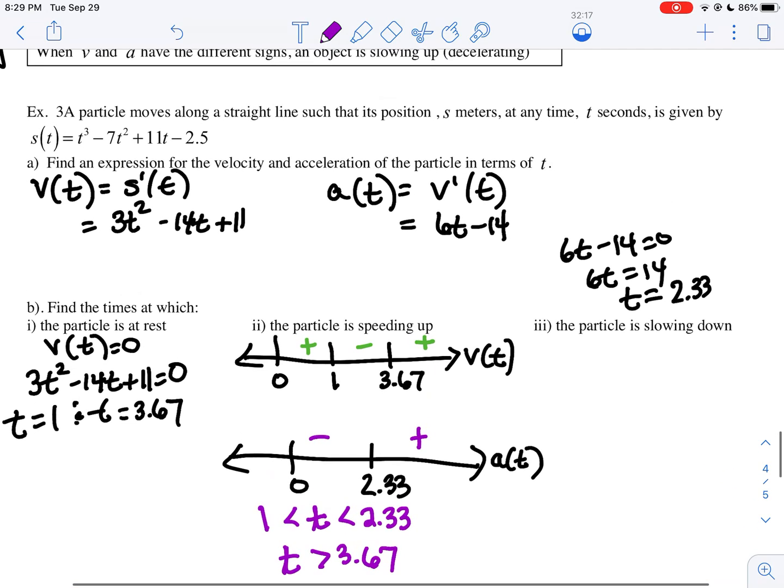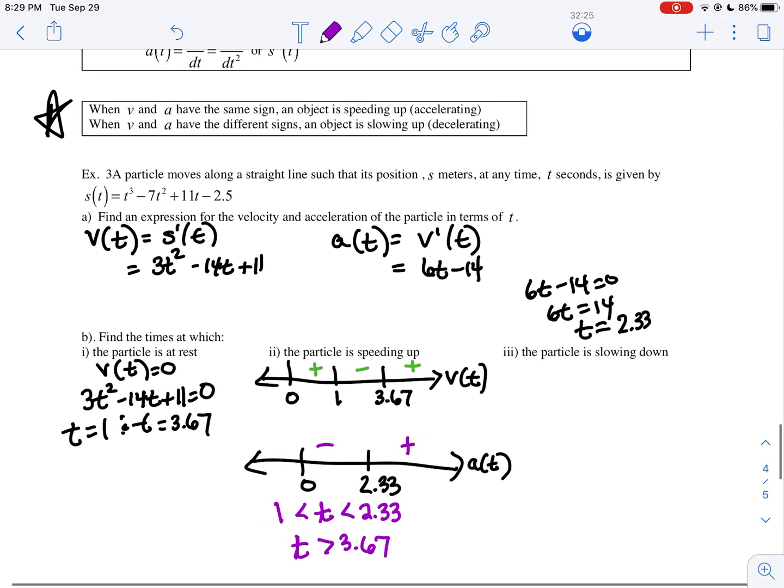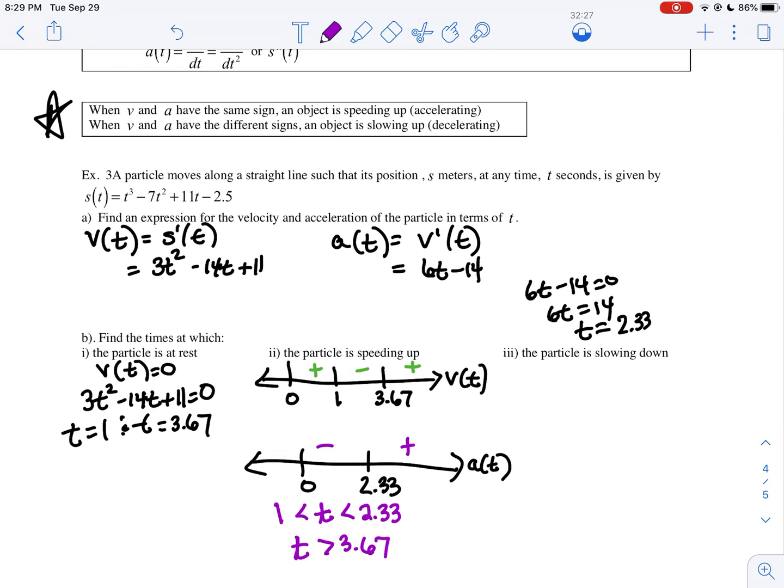Okay, they speed up when the velocity and acceleration have the same sign. All right, now where do they have opposite signs? Well, they have opposite signs from 0 to 1. And then they have opposite signs from 2.33 to 3.67. So that's where the particle is slowing down.